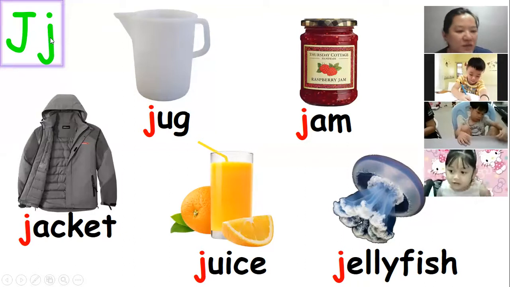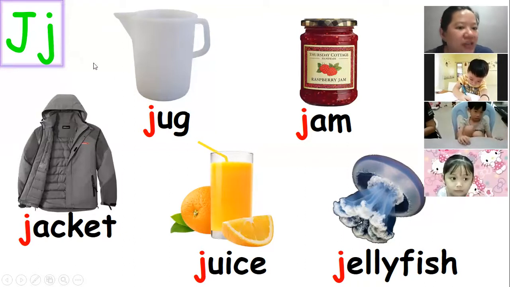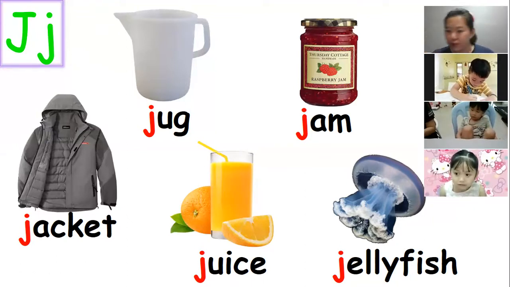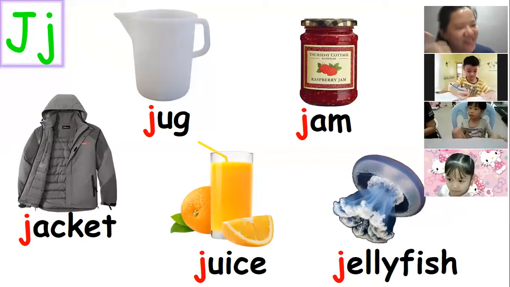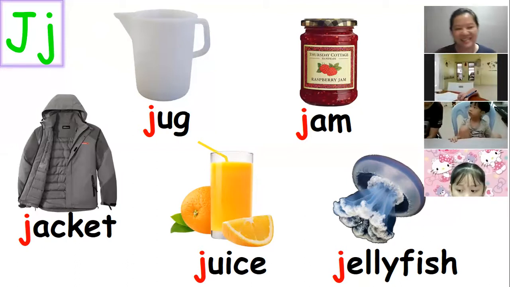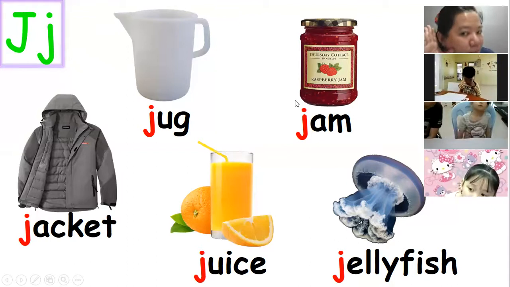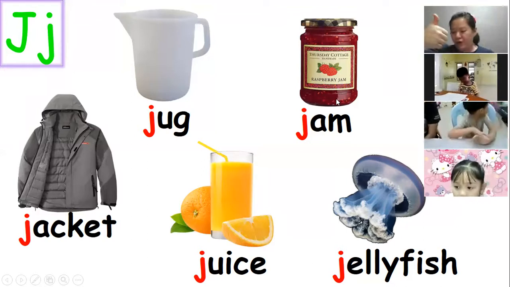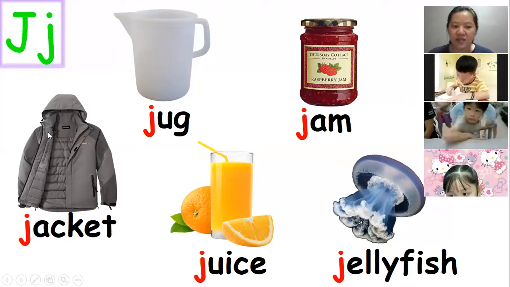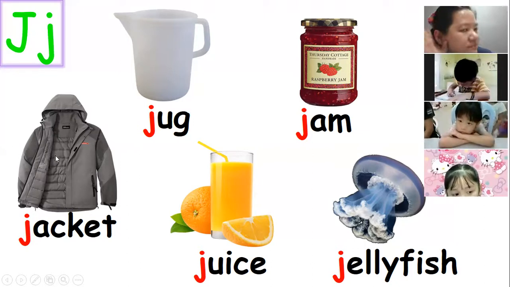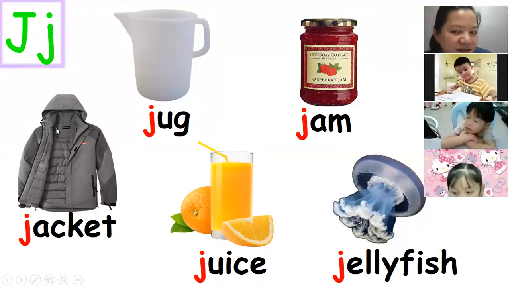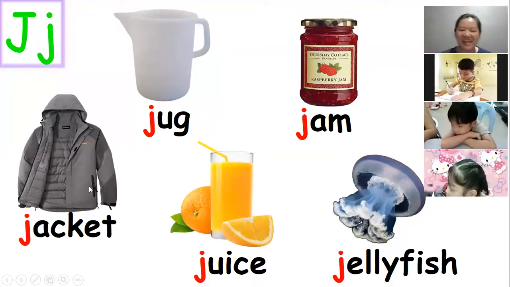Okay, now, so children, you can read. You can read together. Okay. J, J, J. Oh, Christy, very good. I hear Christy read. J, J, J. Okay, and the second is J, J, jam. J, J, jam. Very good. And the third one is J, J, jacket. J for jacket. J, J, jacket. Okay.